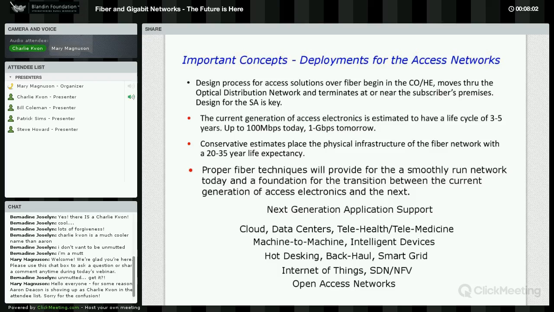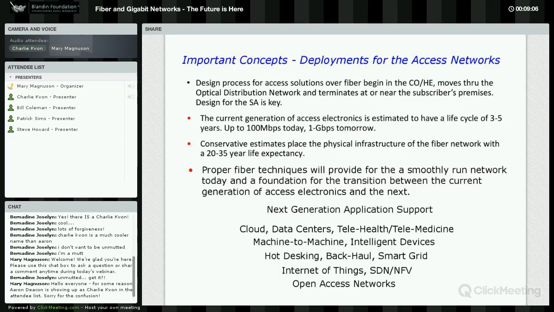The second concept today that I want you to be able to understand is that the current generation of access electronics is estimated to have a life cycle of 3 to 5 years. When we talk to many people in the industry, we know that we have 100 megabits today with a lot of systems, but the path is ultimately to get to 1 gigabit tomorrow, and we're going to see a great deal of this coming out with the gigabit nations. And when you talk about some of the municipalities that have been out there, EPB is the Electric Power Board of Chattanooga. They've advertised their gigabit nation. Google is pushing their gigabit. So you're going to see more and more conversations about gigabit, and that's what we're talking about on this webinar today. Conservative estimates place the physical infrastructure of the network at 20 to 35 years. My own personal observation is that it should last beyond 50 at least.